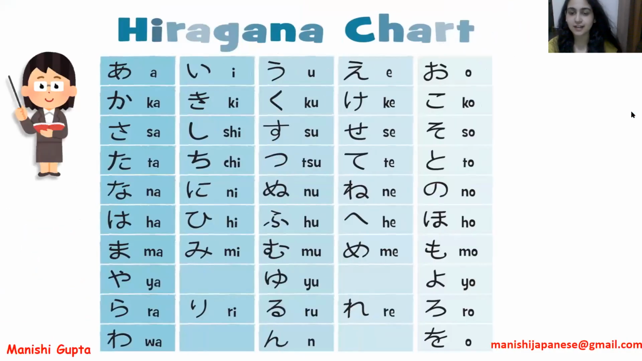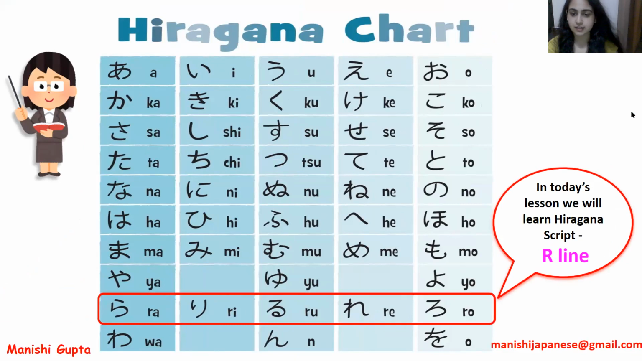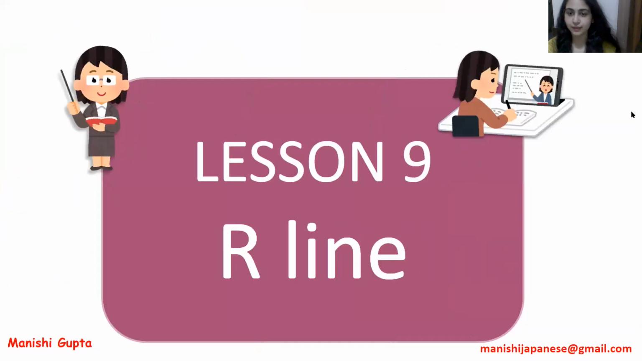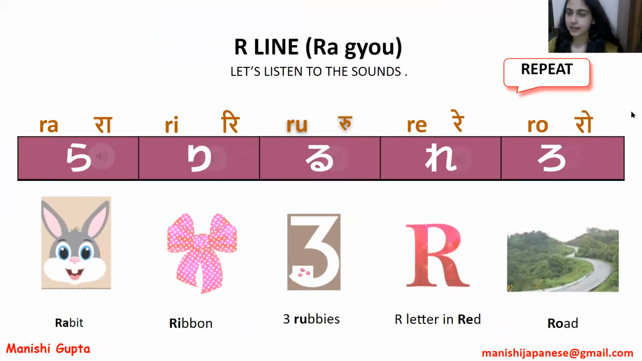Okay, so let's begin. In today's lesson, we will be looking at the R line or Ra line as we call it. So this is the Hiragana line which we are going to do today. Okay, so let's move to the 9th lesson. I'll be playing the audios. All you have to do is repeat after every audio to understand the correct pronunciation.